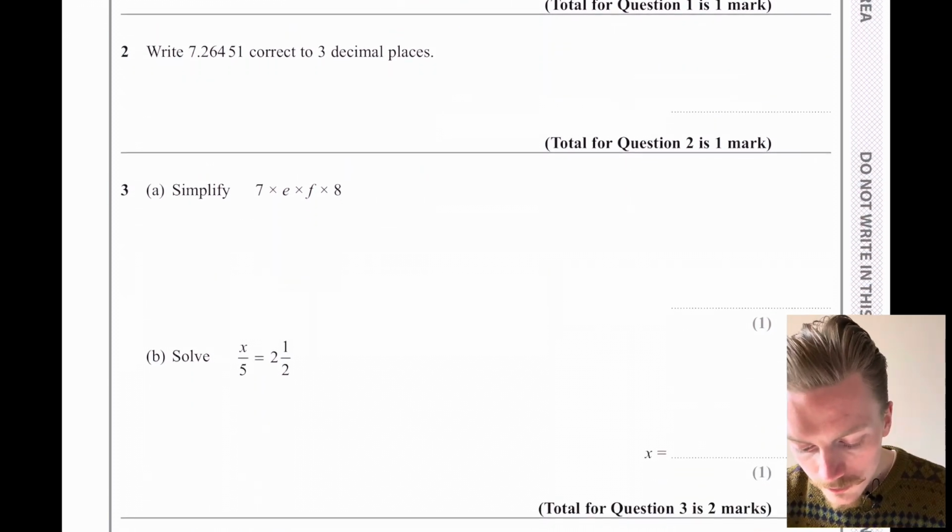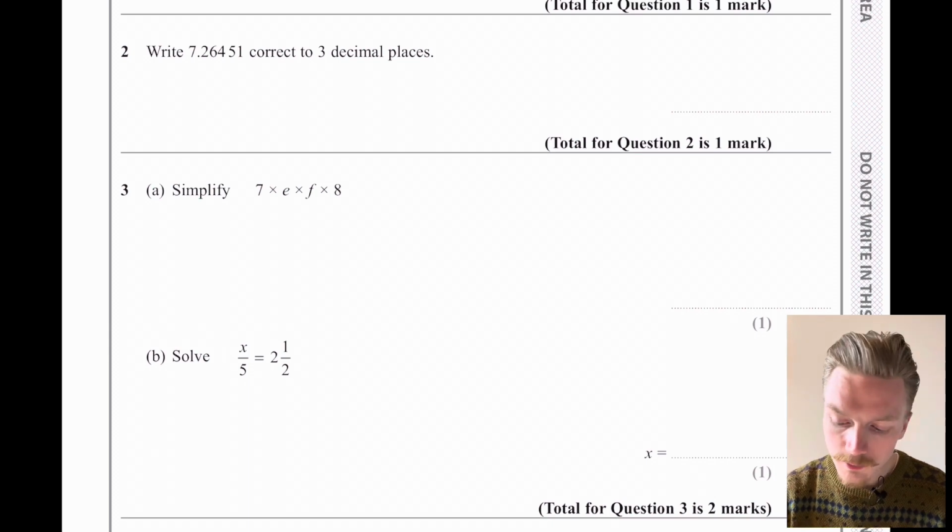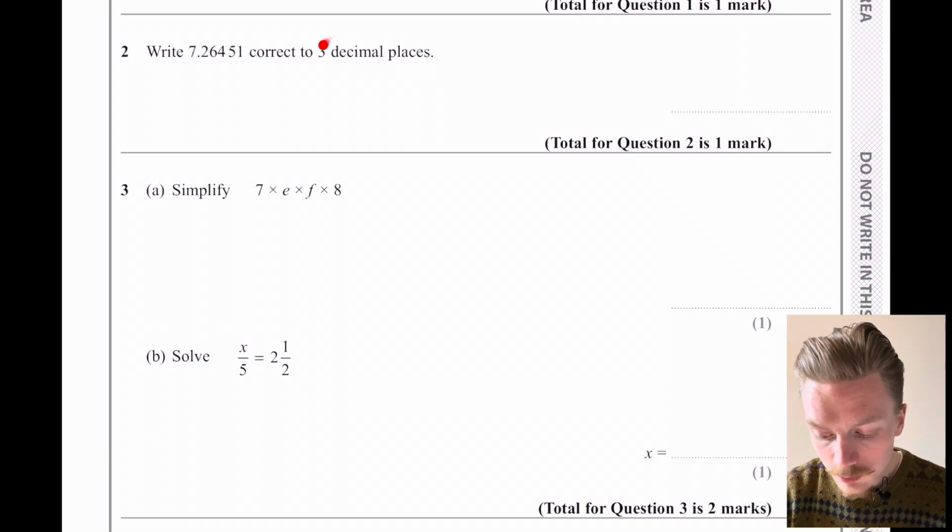Question 2. Write 7.26451 correct to 3 decimal places. So this is a rounding question. Specifically, it's about decimal places.